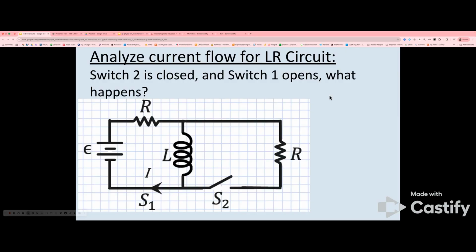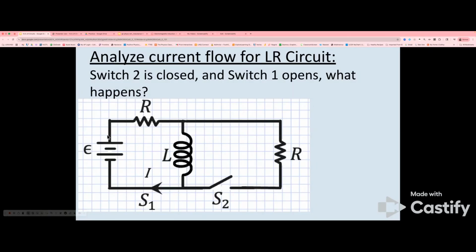Okay, we're going to throw in a few more complex LR circuits where we need to figure out conceptually what's happening, how the inductor is acting over time equals 0 or a long period of time. So switch 2 is closed, switch 1 is open. So what happens in this scenario?